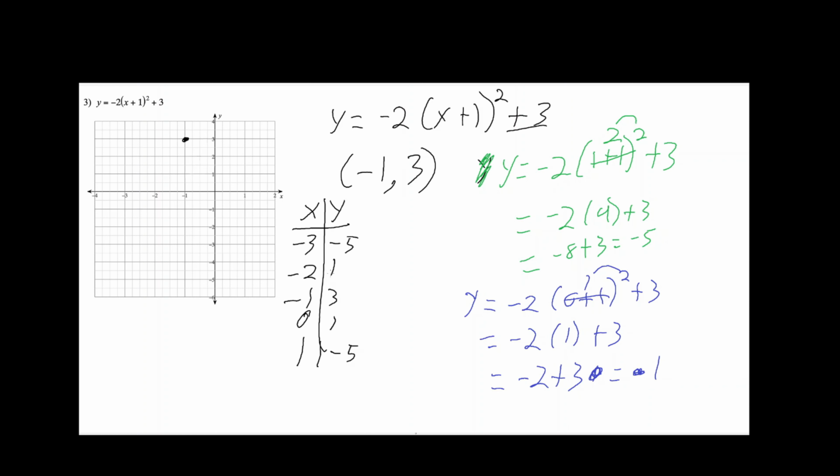So when we plot our points, go over to positive 1, down to negative 5. We end up with 0 and positive 1, and then the mirror image of that on the other side. So now we connect our dots, and that is what your graph will look like.